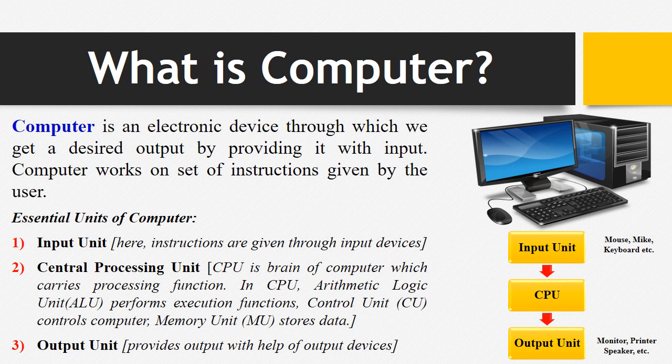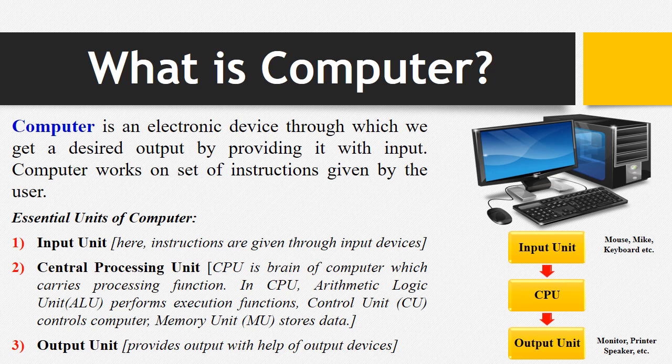The input unit is used for feeding data or the instructions to the computer. Various input devices like mouse, keyboard, mic are used to give instructions to the computer. Next is the CPU, which is the central processing unit, also known as the brain of the computer. So here the processing and execution of programs or data takes place. It controls all the components of the computer system.